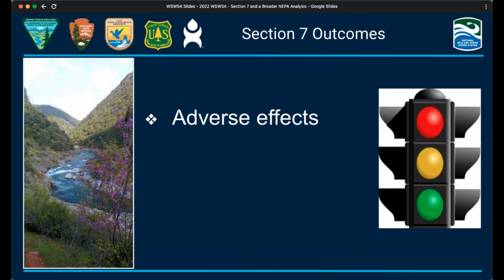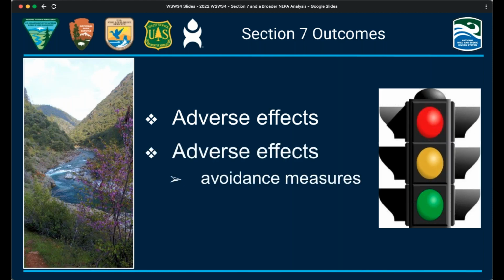The second situation is when the river administering agency has made a preliminary adverse effect determination, in which the agency may have suggested ways that an adverse determination can be avoided. This is more of a yellow light situation. If avoidance measures are adopted, a revised project would be proposed, and a second final Section 7 determination would be completed based on the merits of the revisions submitted by the proponent.